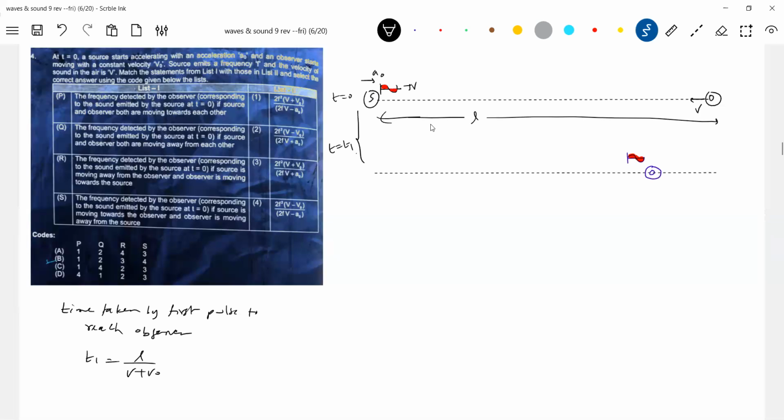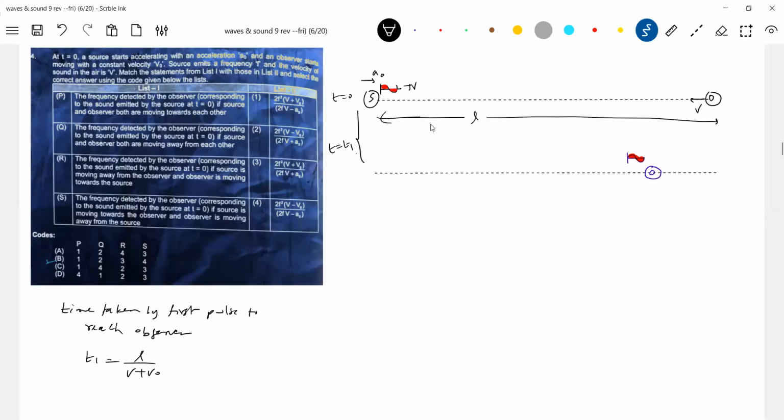Okay, again, what happened? The source will be somewhere here. So it will be continuously generating one more pulse. He's asking now for the frequency detected. So what I do is I calculate the time period between the two pulses. The reciprocal of the time period is what? The frequency detected by the detector. That is the basic idea.